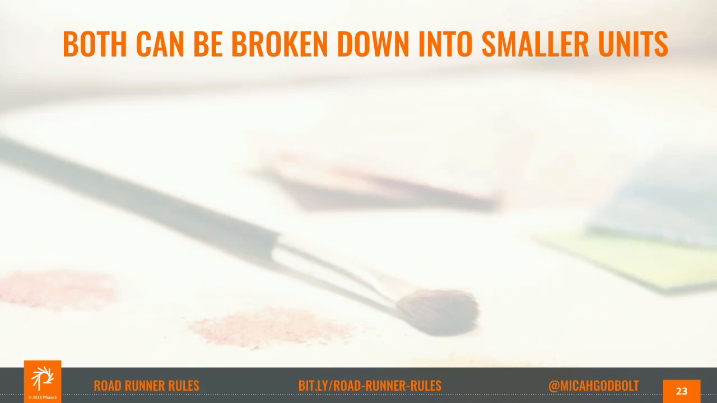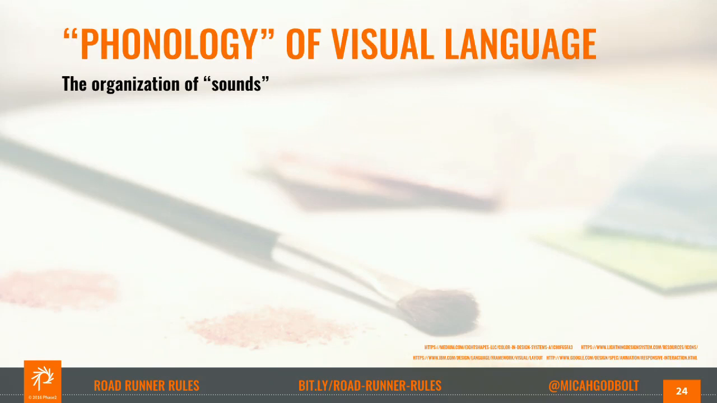And we need to do the exact same thing in a visual language. To do this, let's dive back into our example of linguistics and figure out if we were to take a linguistic study of visual language, how would we do that? So first up, we're going to start with phonology again. And again, this is the organization of our sounds.